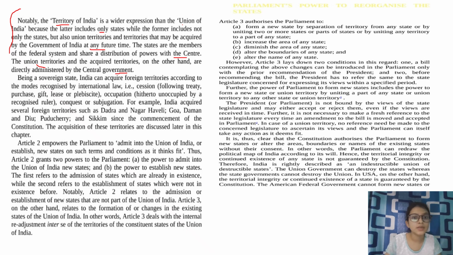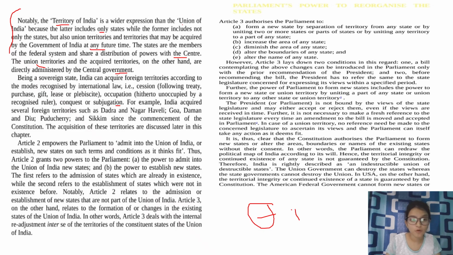Being a sovereign state, India can acquire foreign territories according to the modes recognized by international law. For example, cession, following treaty, purchase, gift, lease, or plebiscite; occupation of territory hitherto unoccupied by a recognized ruler; conquest or subjugation. So, for example, this is our India. These are some land in a foreign country. So, we have this provision that we can also adopt this particular land into our country.